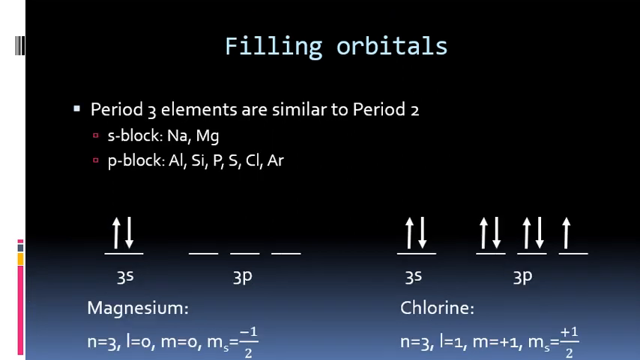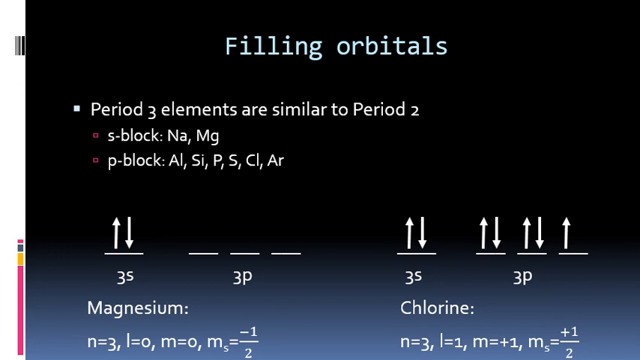Now, in the case of the third period of elements, it's just like the second period. Basically, we haven't reached any new blocks of elements, so effectively the same process. The S block elements would be sodium and magnesium. The P blocks would be aluminum, silicon, phosphorus, sulfur, chlorine, and argon.